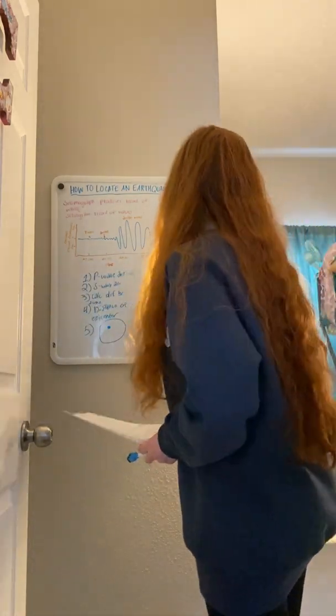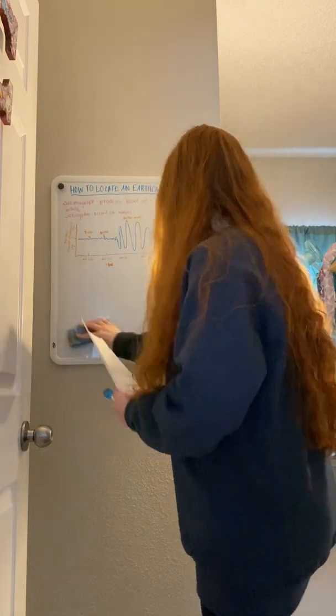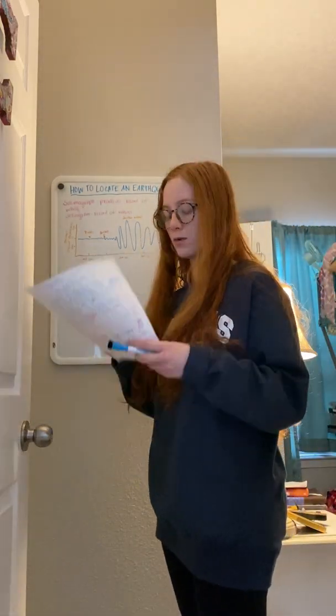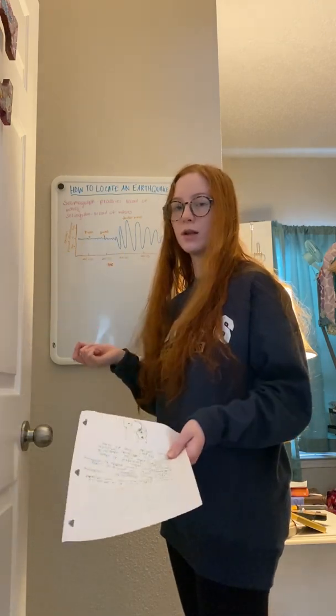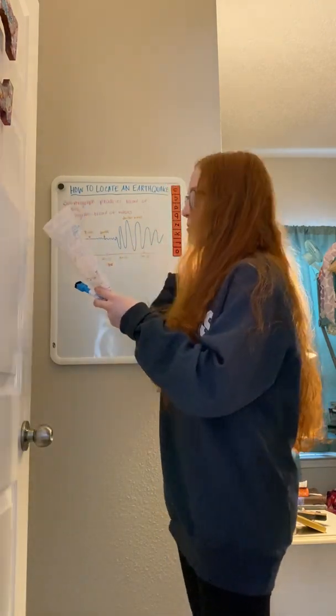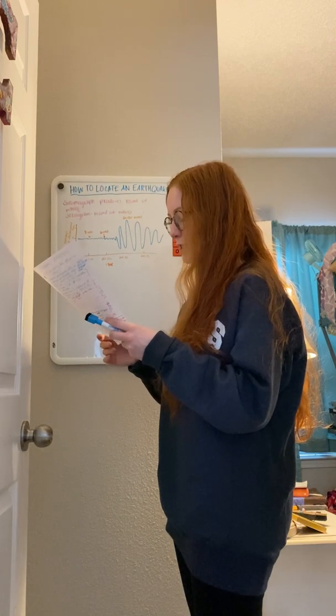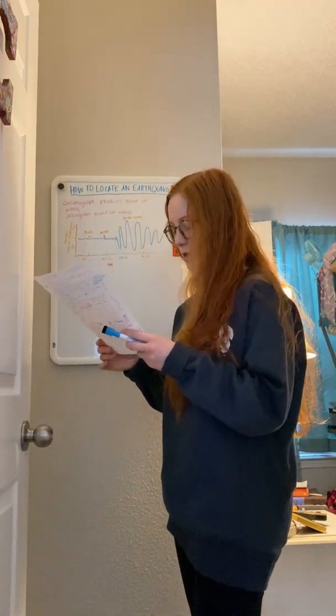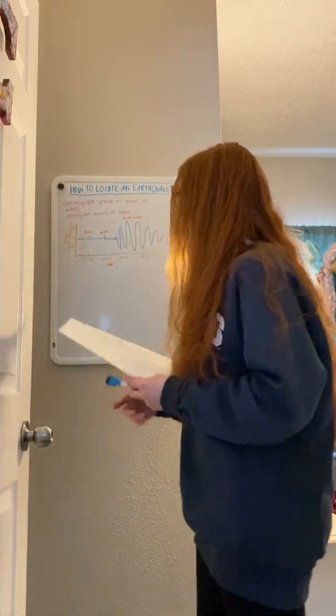So let's talk about that. Triangulation is the process of using 3 known points to determine an unknown location. Seismograms generated at 3 different locations allow scientists to pinpoint the earthquake epicenter. And the epicenter is the point where all 3 circles overlap.